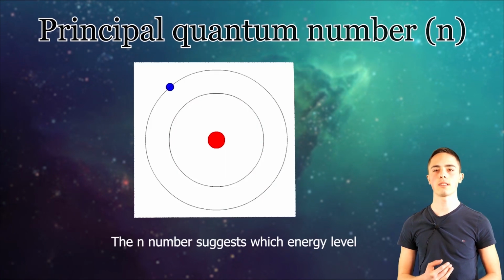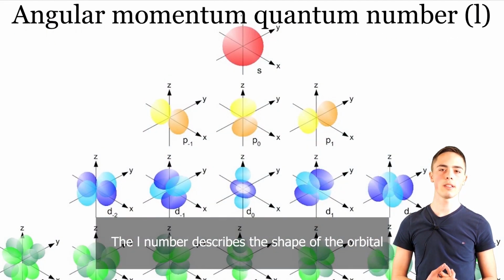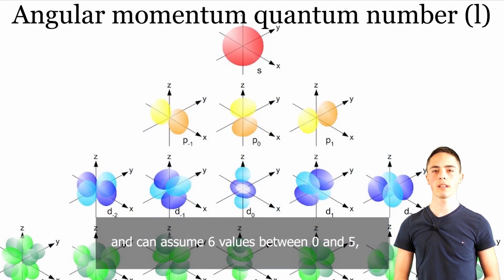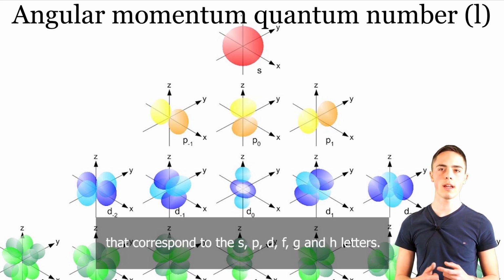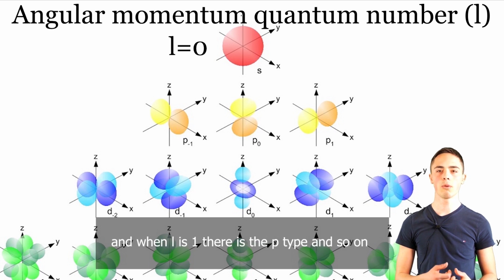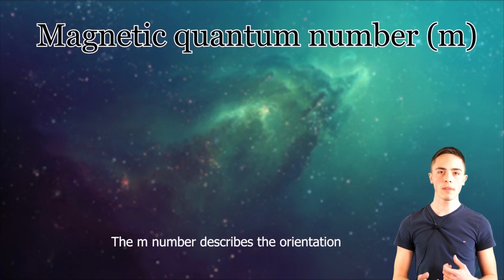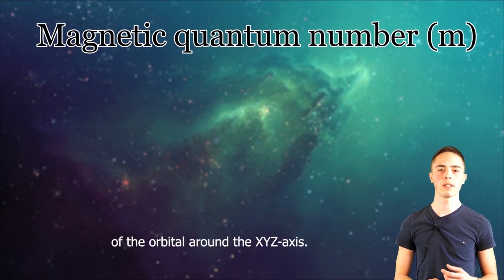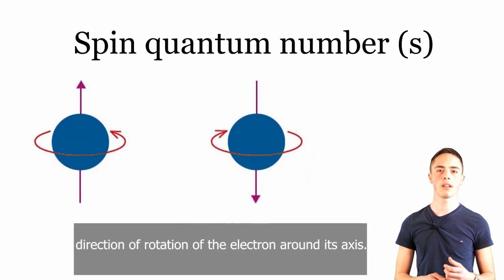The n number suggests which energy level the electrons can be found in. The L number describes the shape of the orbital and can assume 6 values between 0 and 5 that correspond to the S, P, D, F, G and H letters. For example, when L is 0, it is the S type, and when L is 1, there is the P type, and so on. The m number describes the orientation of the orbitals around the x, y and z axis, and the s number defines the direction of rotation of the electrons around its axis.